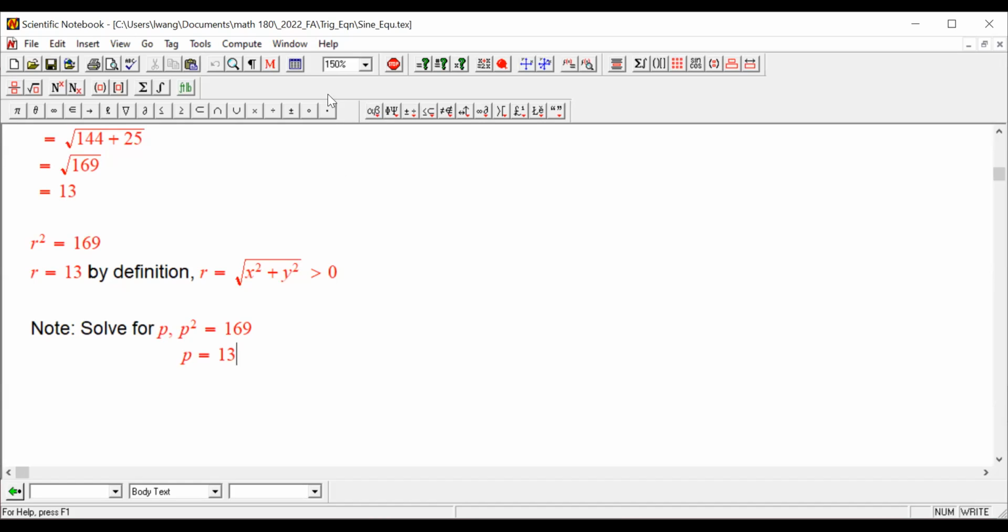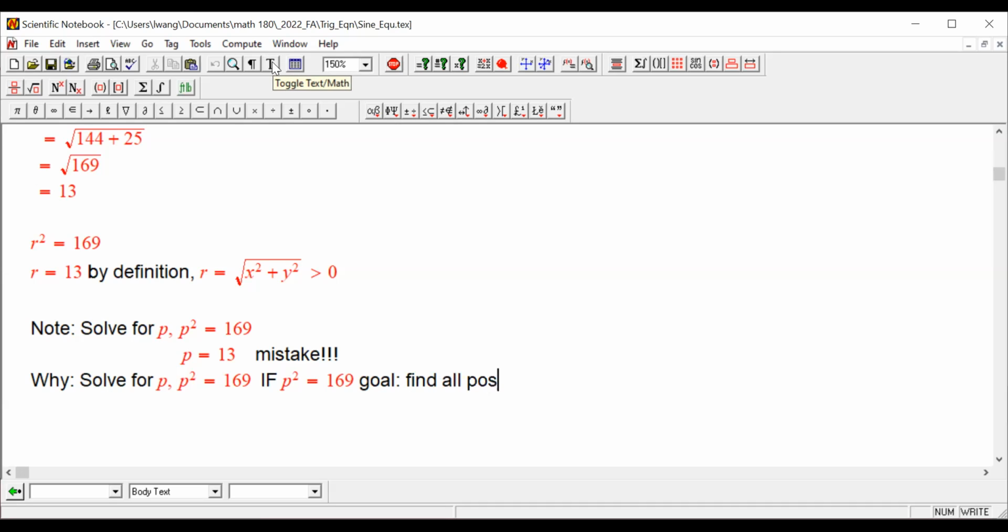This will make a mistake. Why? Because when solving for p in this situation, we want to identify all possible values. This is an if statement, right? If p squared equals 169, the goal is to find all possible solutions.